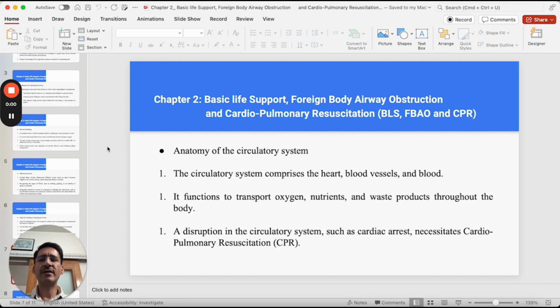Anatomy of the circulatory system. The circulatory system comprises the heart, blood vessels, and blood. It functions to transport oxygen, nutrients, and waste products throughout the body. A disruption in the circulatory system, such as cardiac arrest, necessitates CPR, cardiopulmonary resuscitation.